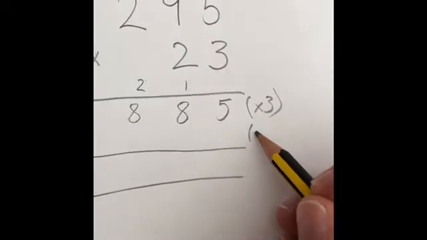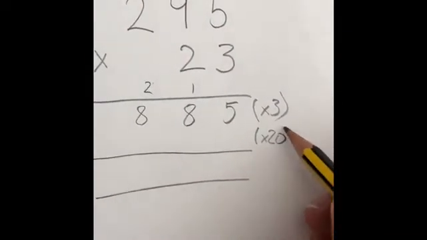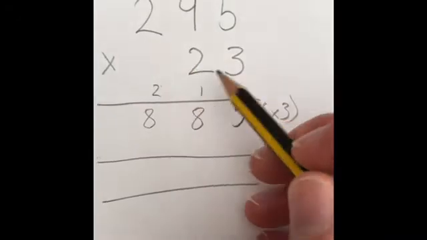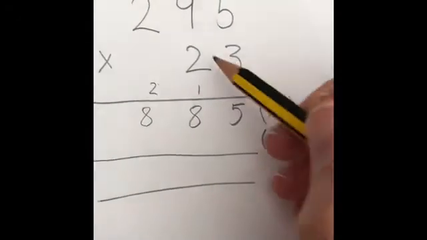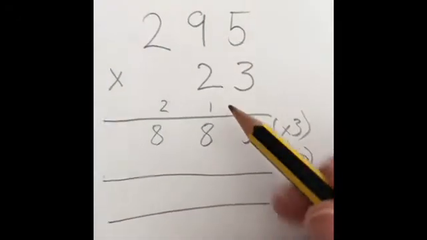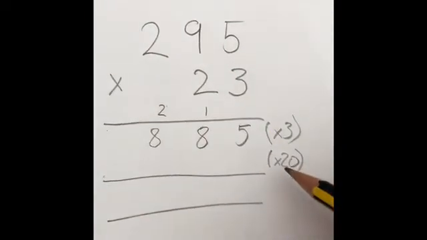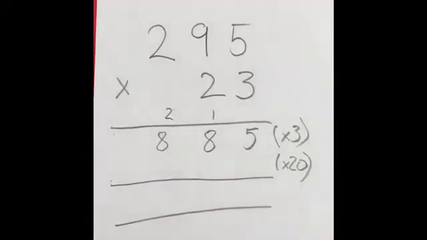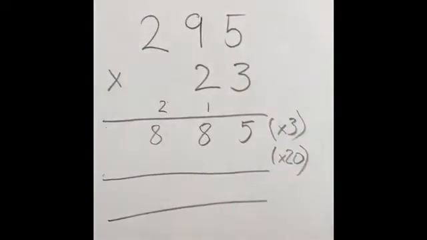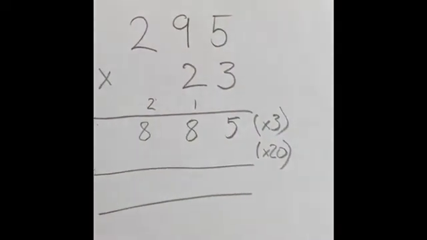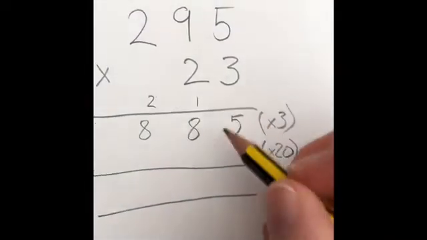Next we're going to do 20 times, because this is 20 and 3. So now if you times a number by a multiple of 10, it's going to be 10 times or 20 times bigger. And we've got an integer, a whole number, times by a multiple of 10. So it's going to end in a 0.